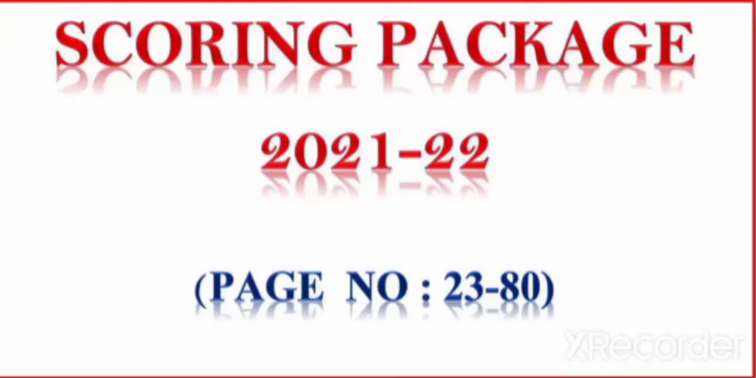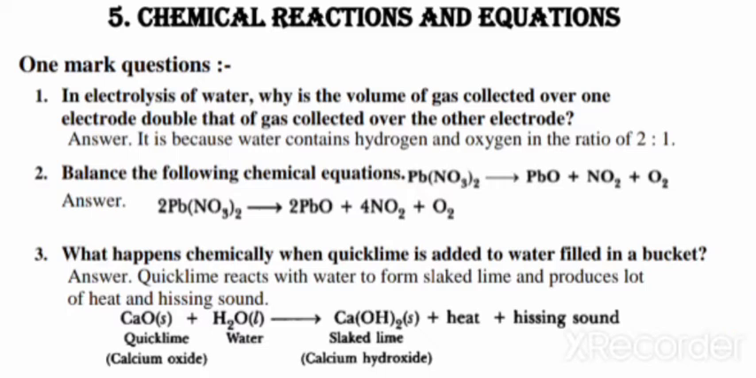2021-22 Science, Chapter 1 Chemical Reaction and Equation. In electrolysis of water, they will ask which gas is collected in the test tube. For this we say hydrogen gas. It releases hydrogen gas, and the ratio of hydrogen and oxygen is 2:1, that we know, H2O.